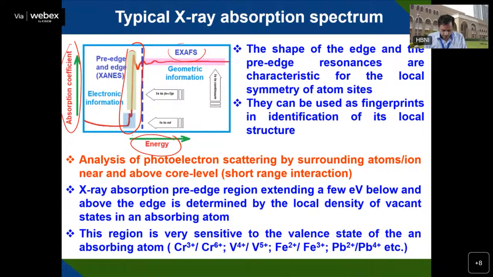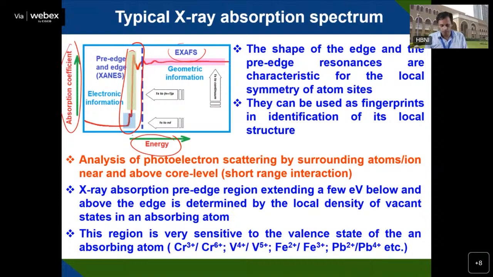Like normal XRD, you are able to find out the phase formation or the crystal structure. If you want to find out the coordination number or oxidation state, though for oxidation state you can use X-ray photoelectron spectroscopy, but coordination number, like how the atom is coordinated with a neighboring atom, whether it is coordinated with 6 atoms or 12 atoms, that information you are able to get from the XAFS study.